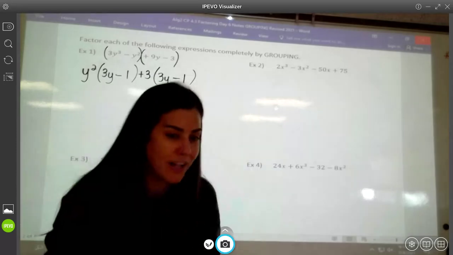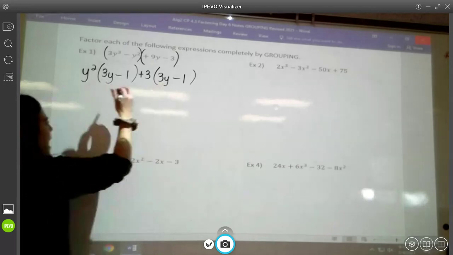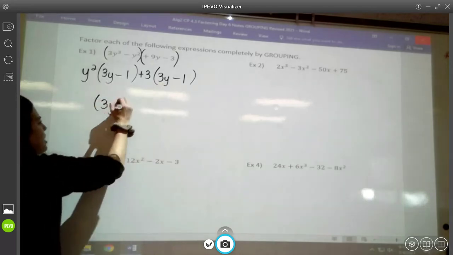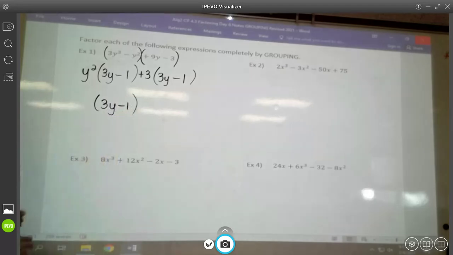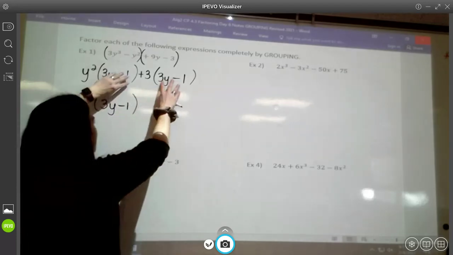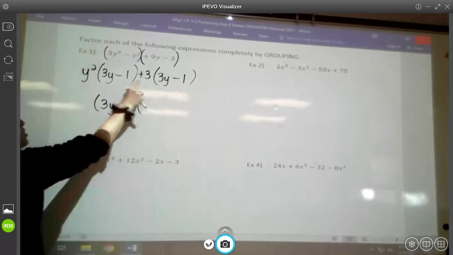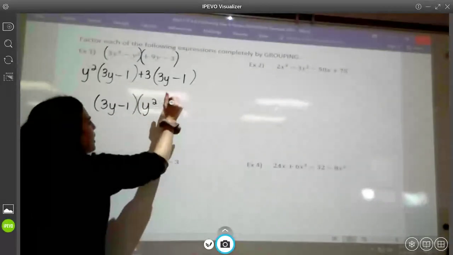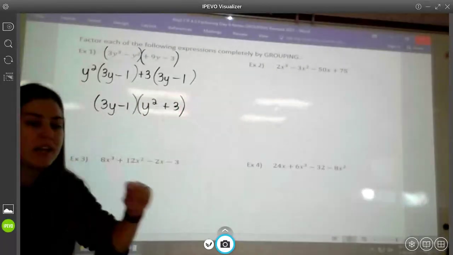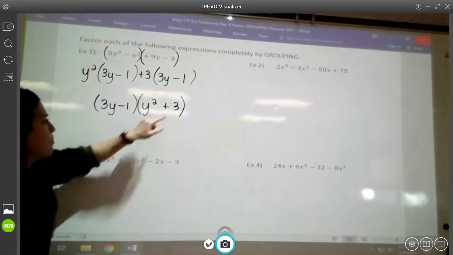What are your final answers? Well, guys, one factor is always going to be the one that matched. So take the one that matched and write it as one of your factors. That's one of your answers. Well, what you're essentially doing is you're factoring out this factor, and then it's going to leave you with, what did you factor out? A y squared and a plus 3. So whatever you factored out will make up the second factor. And I factored out a y squared and a positive 3.